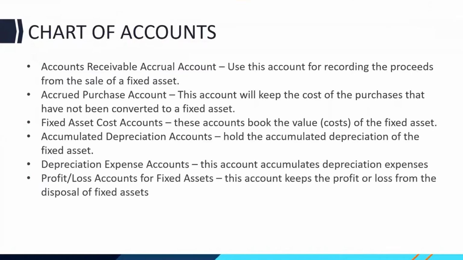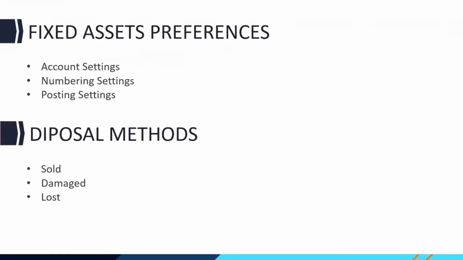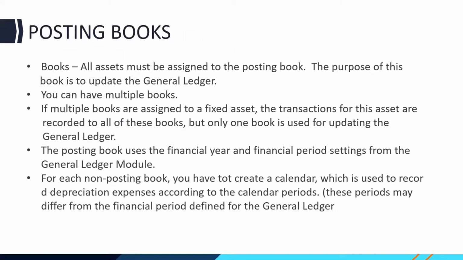Let's go back to our PowerPoint. We went through our fixed asset preferences. We went through our disposal methods. The next configuration that we need to do is our posting books, which is very important for our fixed asset module. The posting books, all assets must be assigned to a posting book. The purpose of this book is to update the general ledger.